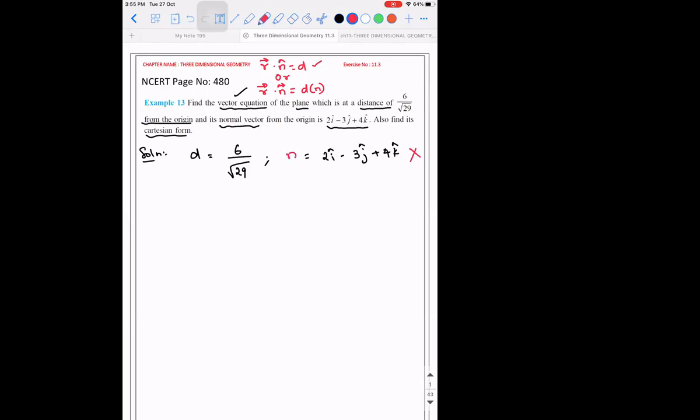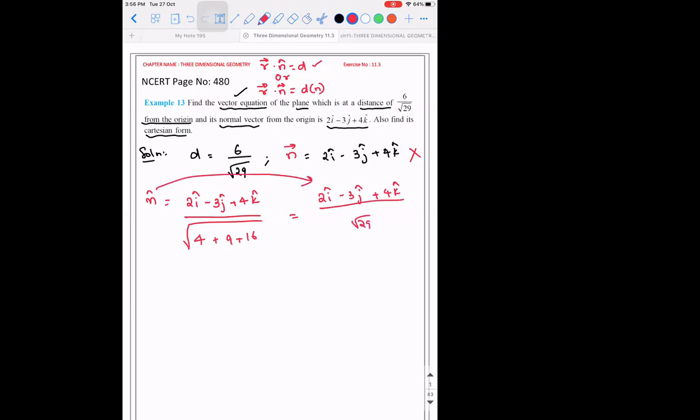So n vector is given. So what is n cap, guys? N cap will be 2i cap minus 3j cap plus 4k cap, the whole divided by square root of 4 plus 9 plus 16. How much is this? That is 2i cap minus 3j cap plus 4k cap, the whole divided by root 29. This is n cap. Now can I directly write the equation?